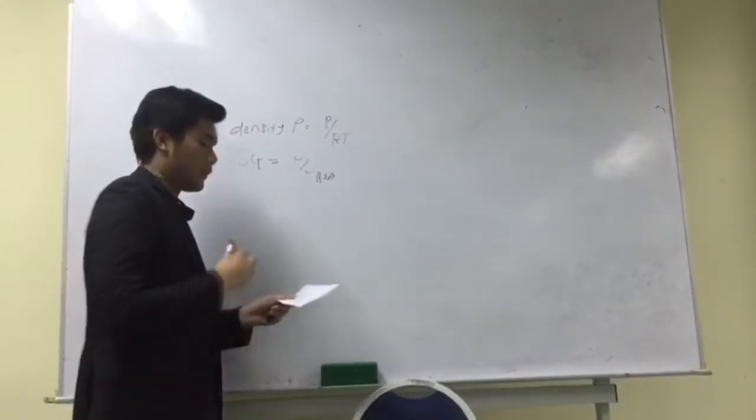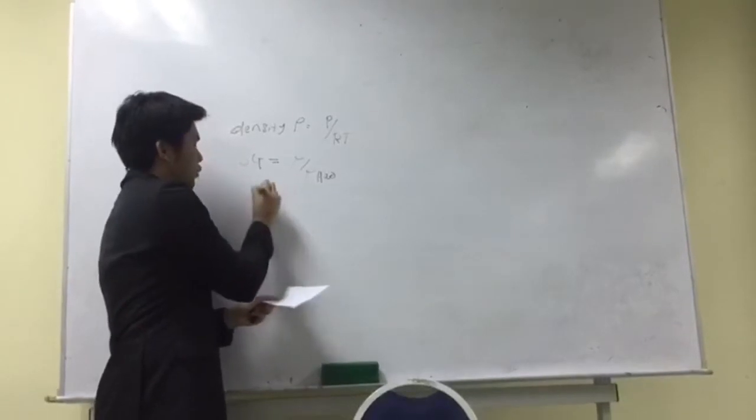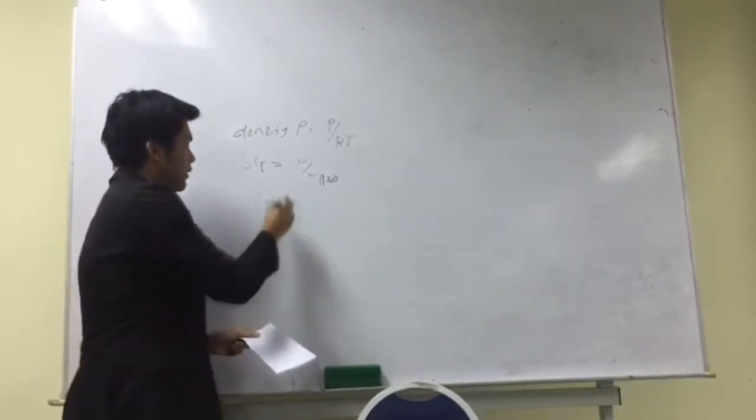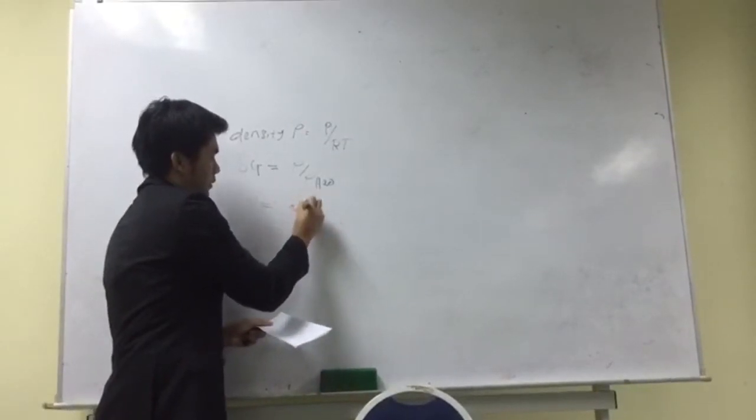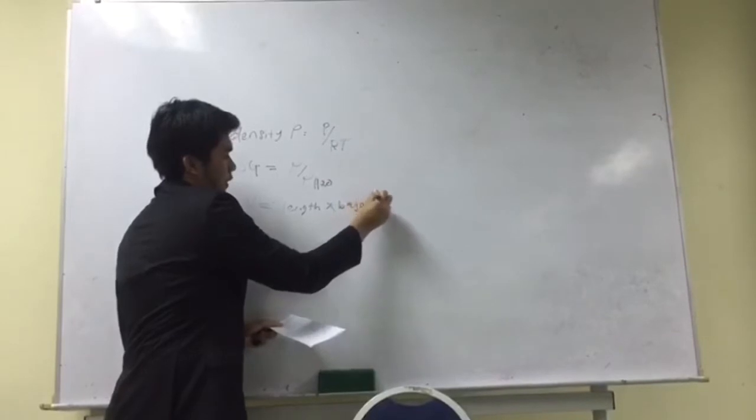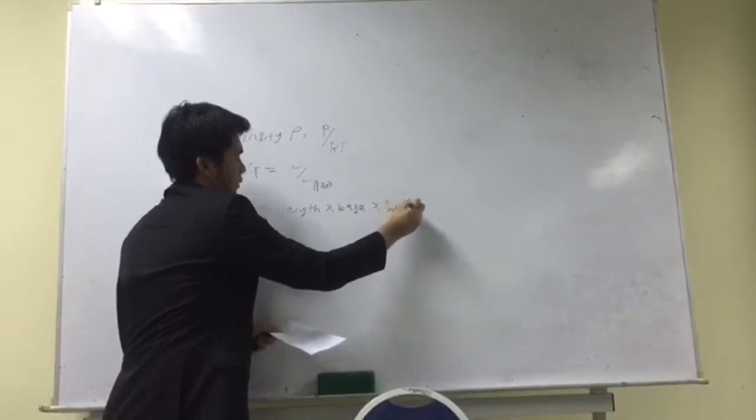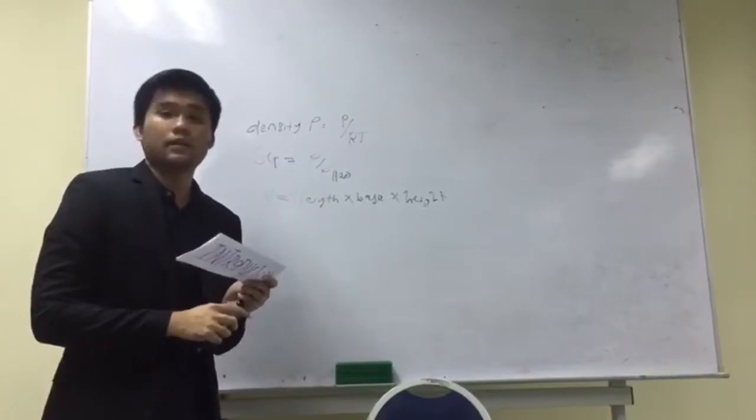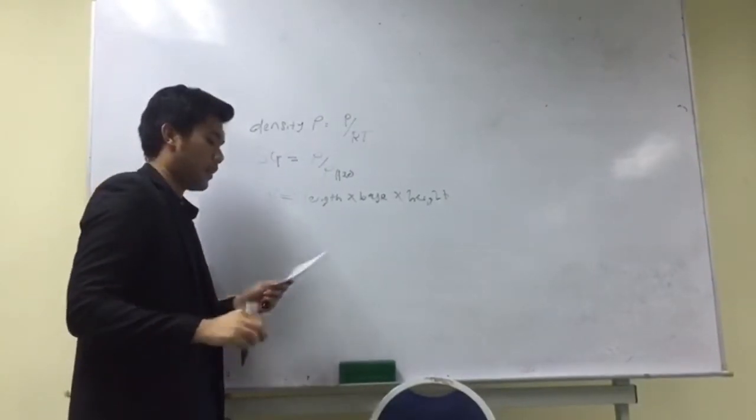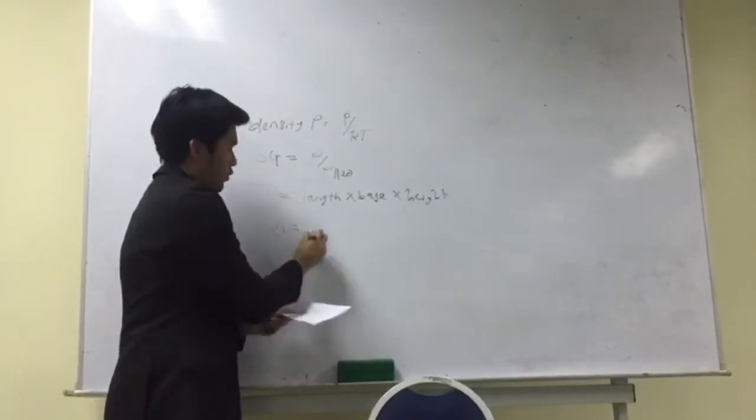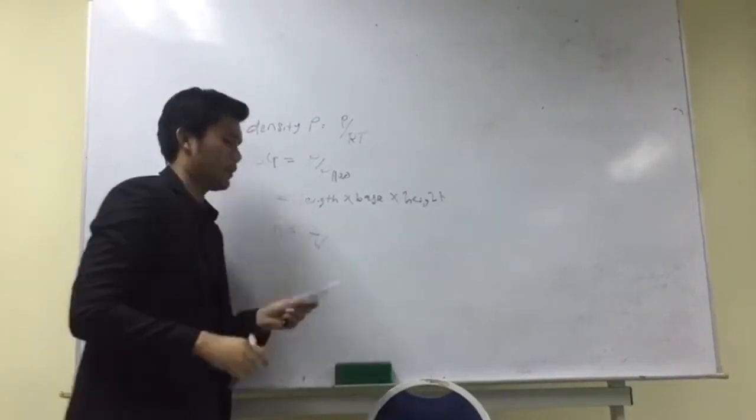After that, volume is equal to length times base times height. And the last one is mass of air, that is M equal to rho times V.